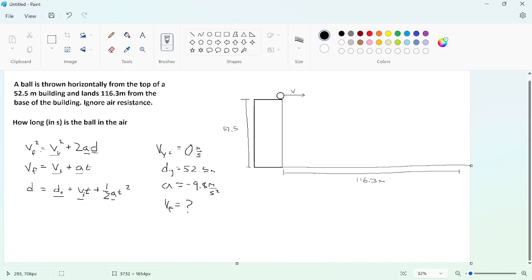So for the sake of this, I will go ahead and solve for the velocity final. The initial, which is 0 squared, plus 2 times the acceleration, 9.8 meters per second squared, times its distance. The distance that it accelerates across is 52.5 meters, is going to be equal to this velocity final squared.